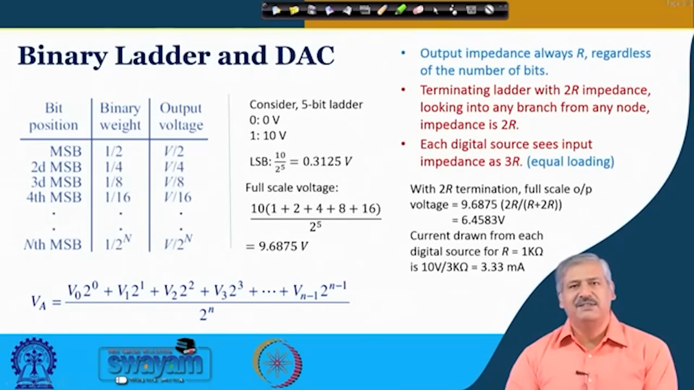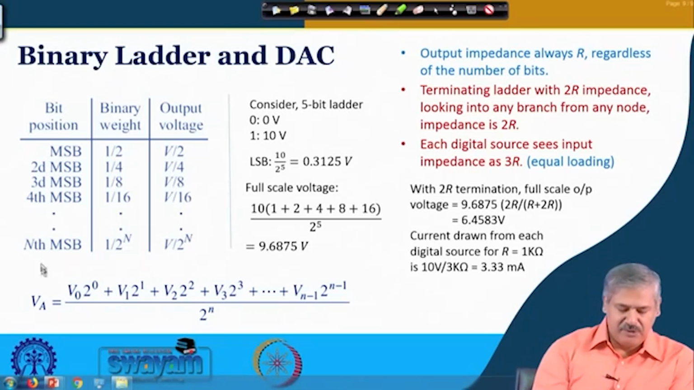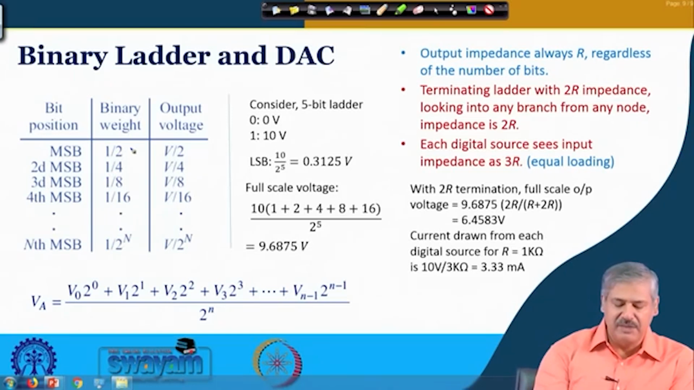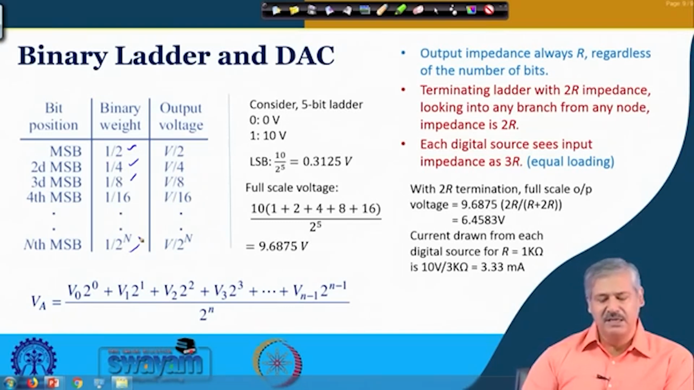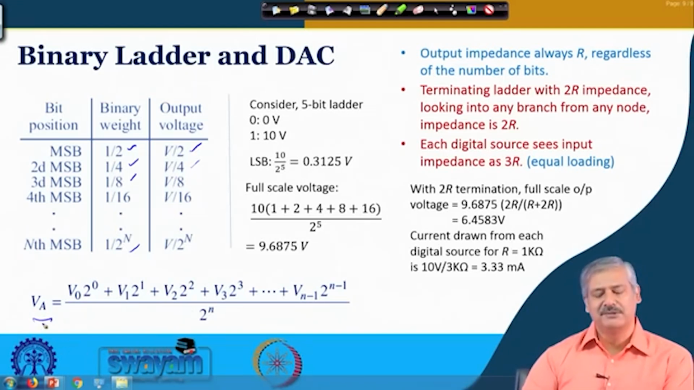Now, we can extend it for n bits. If we extend it for n bits, then these binary weights corresponding to MSB will be 1 by 2, second MSB 1 by 4, third MSB 1 by 8, and the nth MSB or the LSB will be 1 upon 2 to the power n, right. And the corresponding output voltages are B by 2, B by 4, and so on, and if you add them up, you get the analog output. Is it okay?